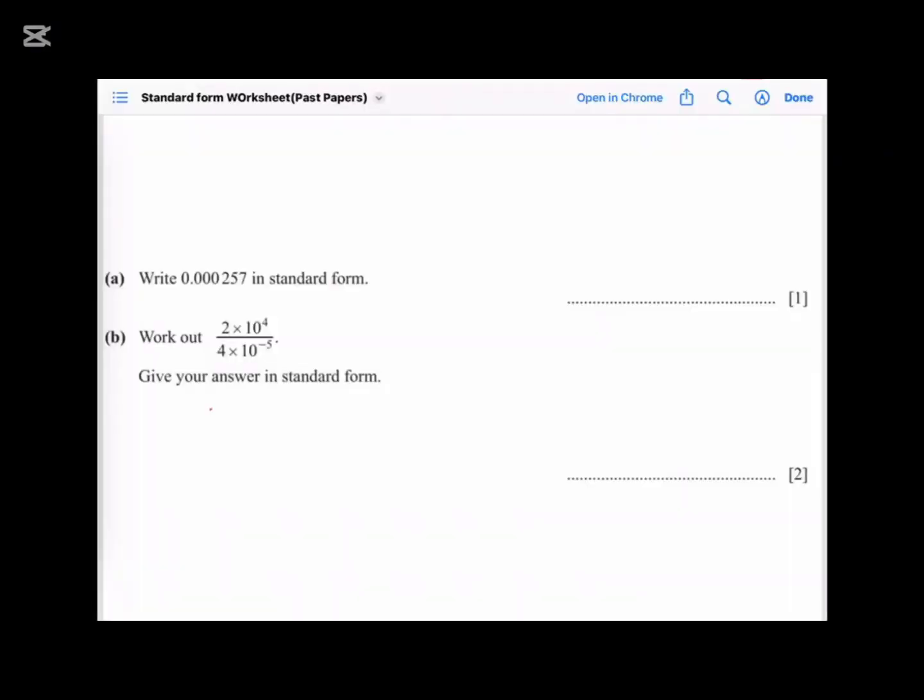Now we will start the past paper question. The first question: we have 0.00257 in standard form, so we have to convert this into standard form. I hope you understand all the basic concepts of standard form. If your basic concept is clear, then you will be able to solve these questions.